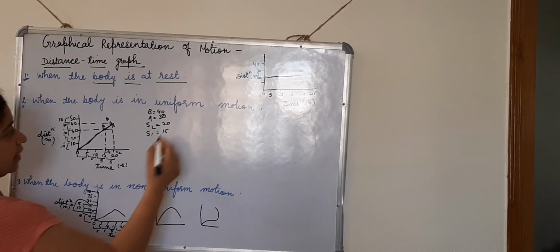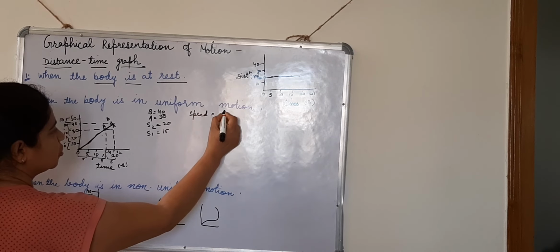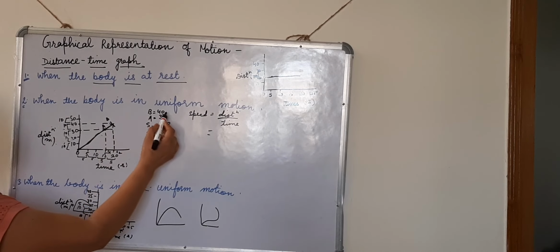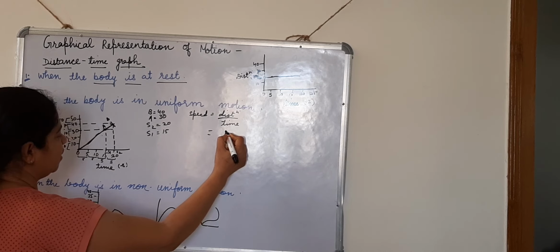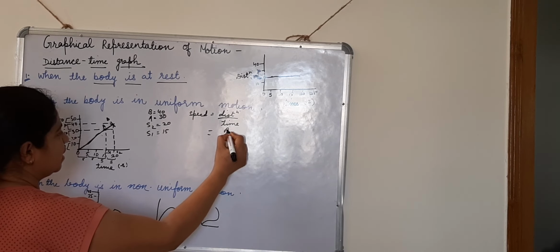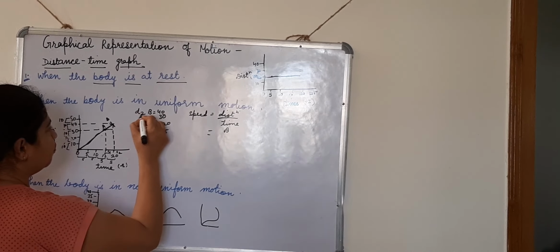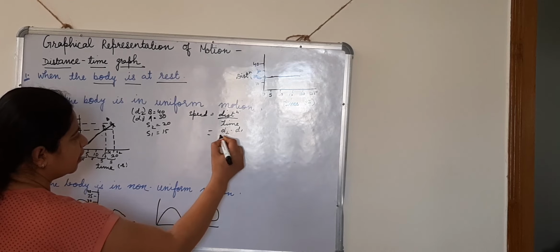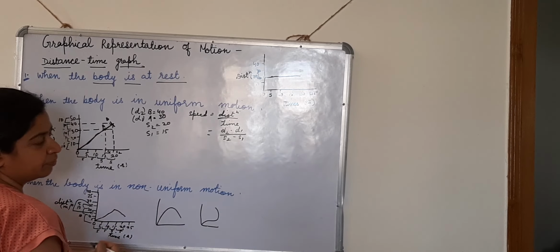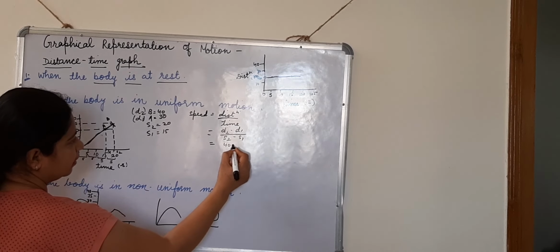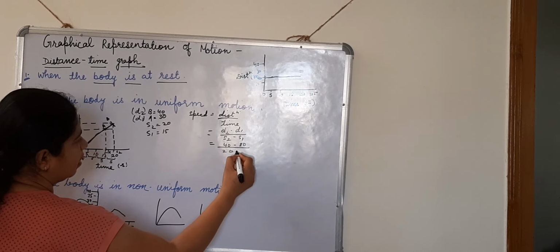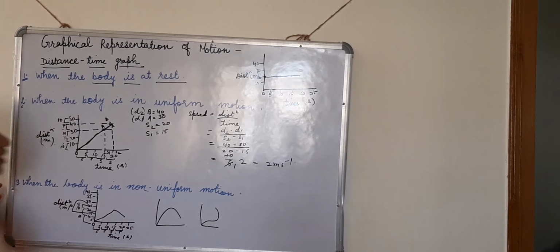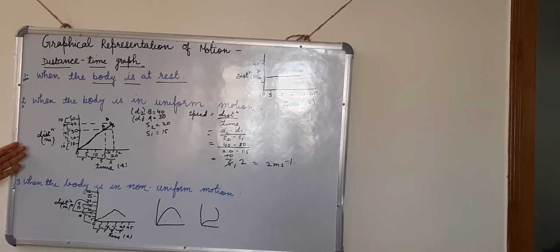Now, how will I calculate my speed? Speed is equal to distance upon time. So what is the distance in this case from B to A? This is a formula, children. Keep it in mind: B2 minus B1 upon S2 minus S1. B2 in this case is 40, B1 is 30, S2 is 20, S1 is 15. So that is 10 upon 5, that is 2 meters per second. This is how we calculate the speed from a distance time graph.